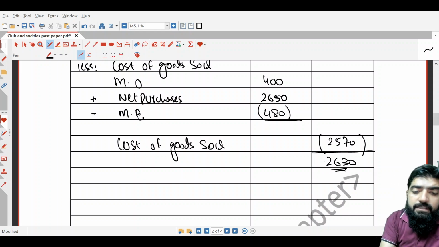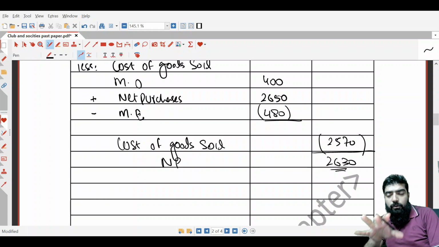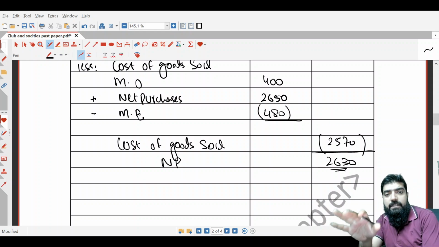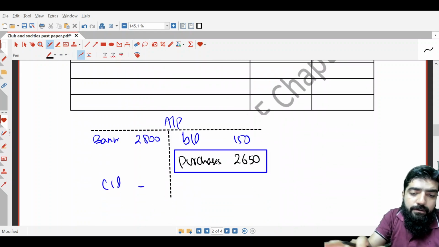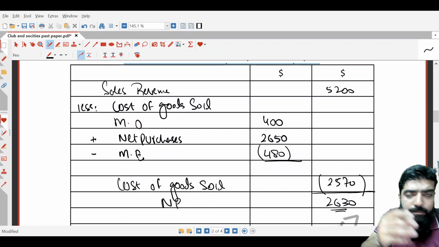2630. Now remember, this is not the profit of the club. This is the profit of the activities which have been carried out within the club and societies. Now, is there a possibility that there could be a gross loss? Yes, there could be a gross loss as well.